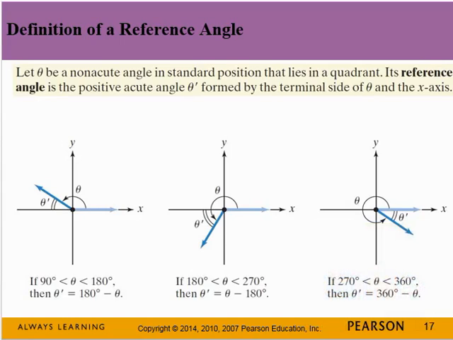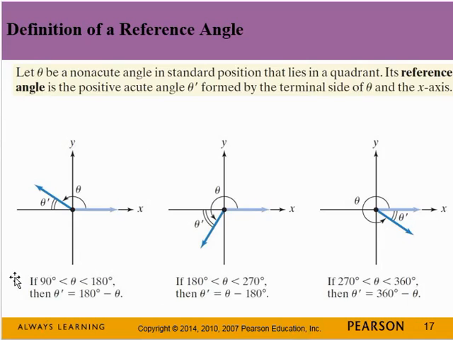Let theta be a non-acute angle in standard position that lies in a quadrant. Its reference angle is the positive acute angle formed by the terminal side of theta and the x-axis. The bottom tells you each of the ways that you would find this.